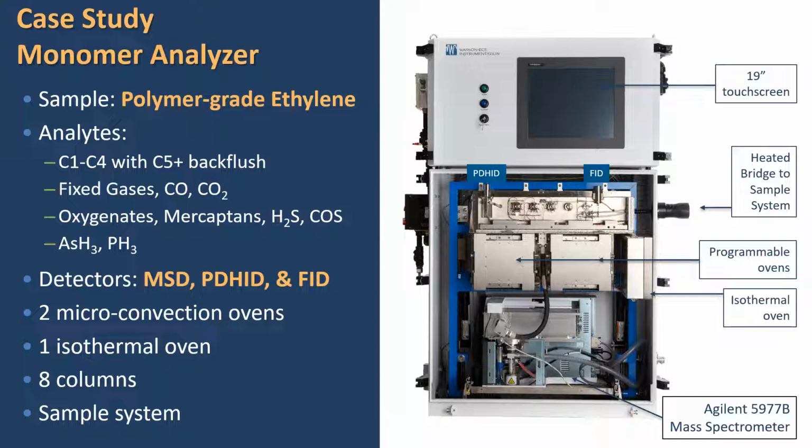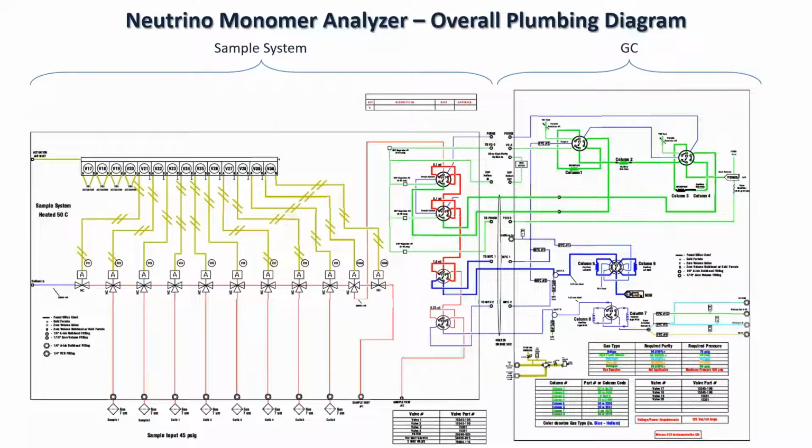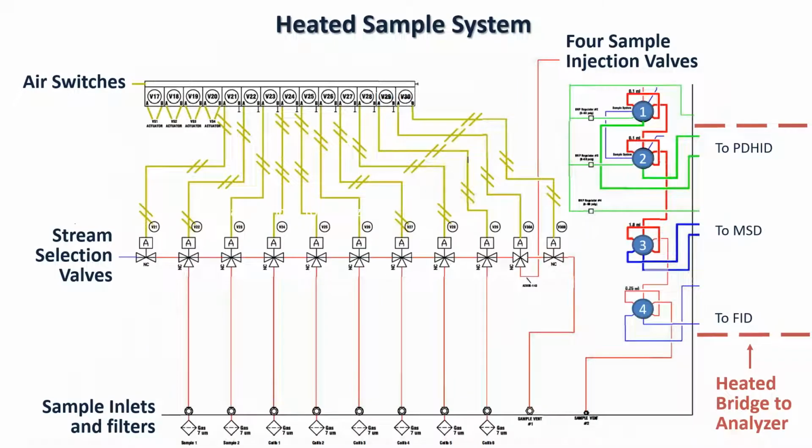In the middle, we've got a series of valves, but these valves are not used for injection because the injection valves are out on the sample system. These valves are used for column selection, back flushing, and heart cutting as necessary in the different applications. Let's look at the plumbing diagram. This diagram is complex. It incorporates both the sample system on the left and the GC analyzer on the right. Let's make things simple and just look at the sample system.